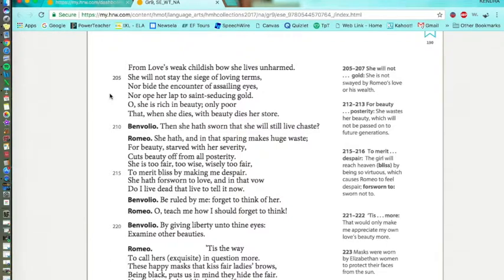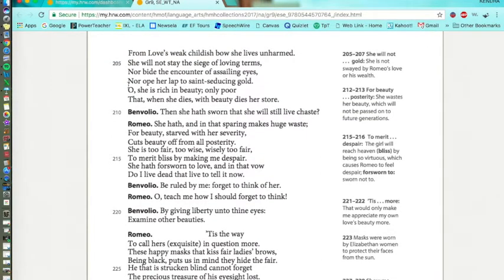So she's not swayed by Romeo's love. She doesn't care about his wealth. She's wasting her beauty, is what he believes.